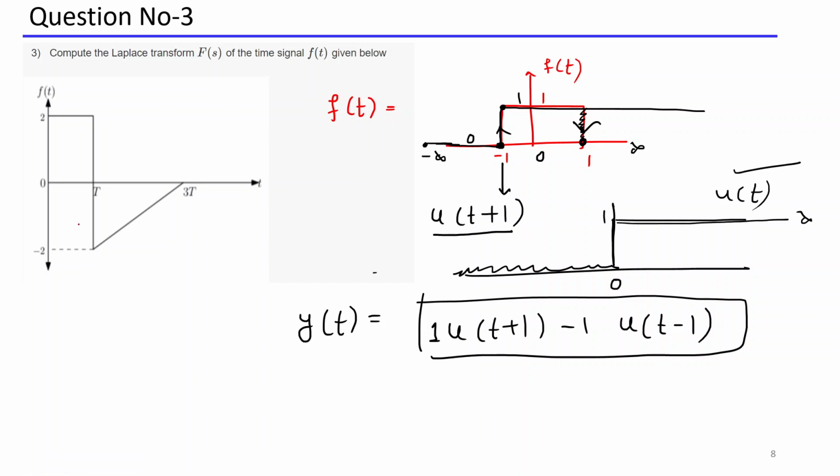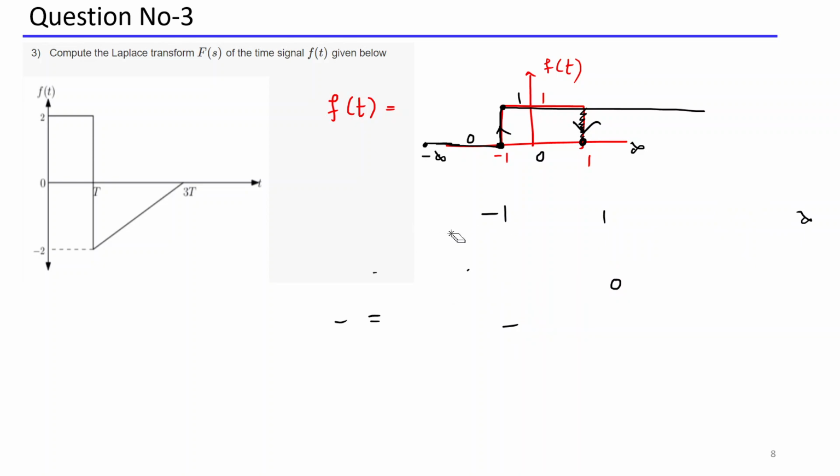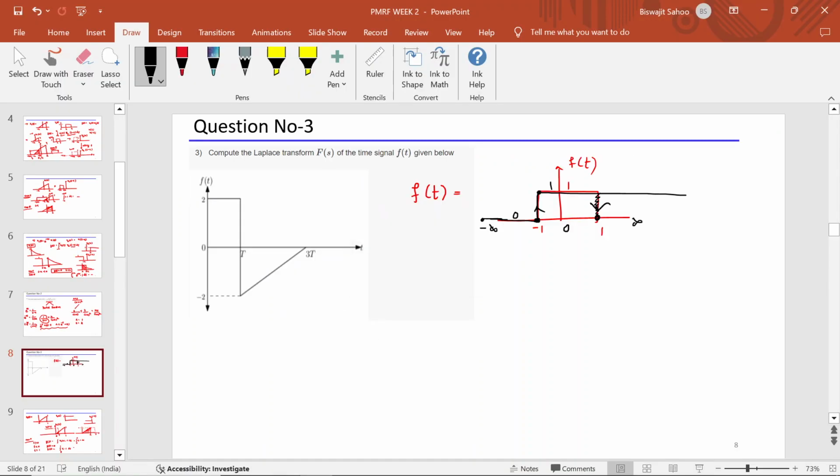I will not tell, sir. 1 by s, sir, e to the power minus. Yeah, just I'm writing. Someone wants to join, I think. Let me see.